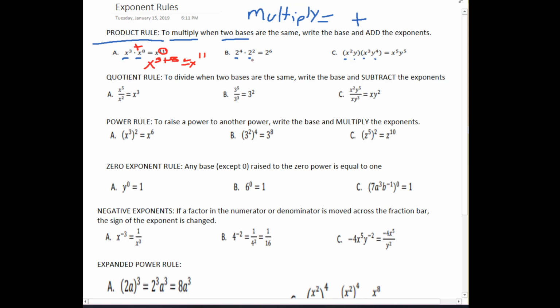Next one, real simple. Multiply, add. We're multiplying. We're going to keep the base, which is 2, and then we add the two exponents, which is 4 and 2, and we get 2 to the 6th.